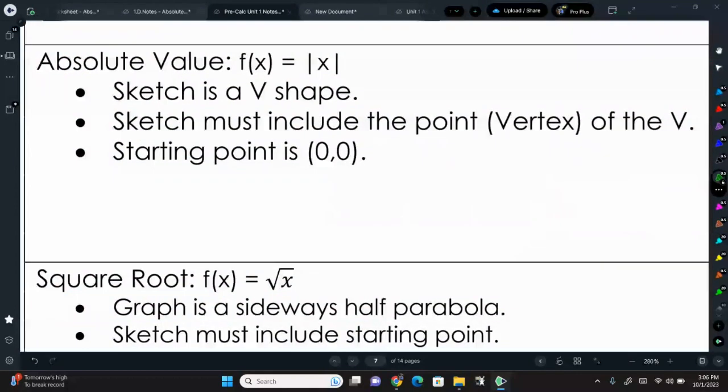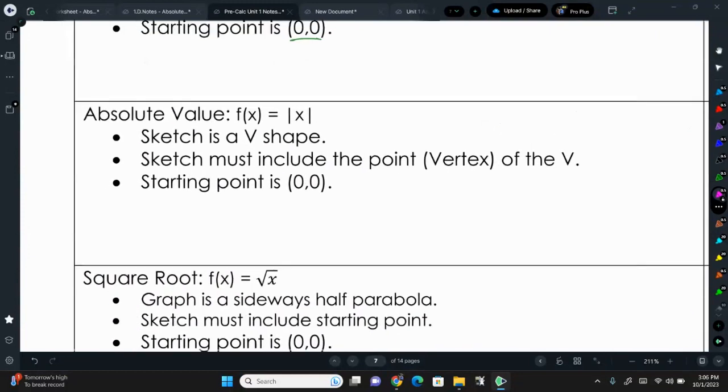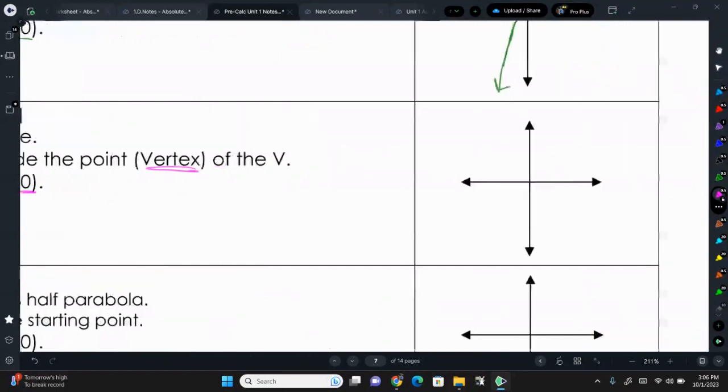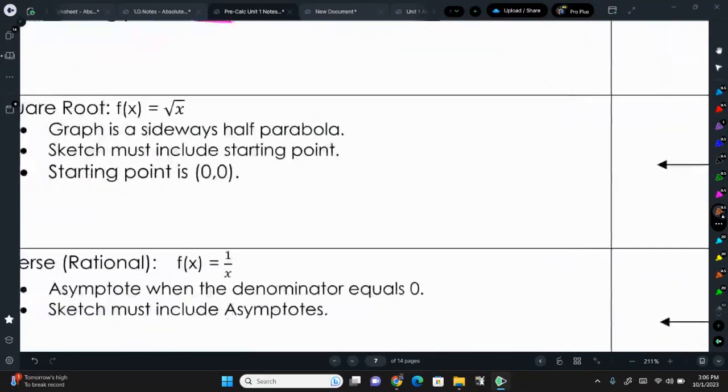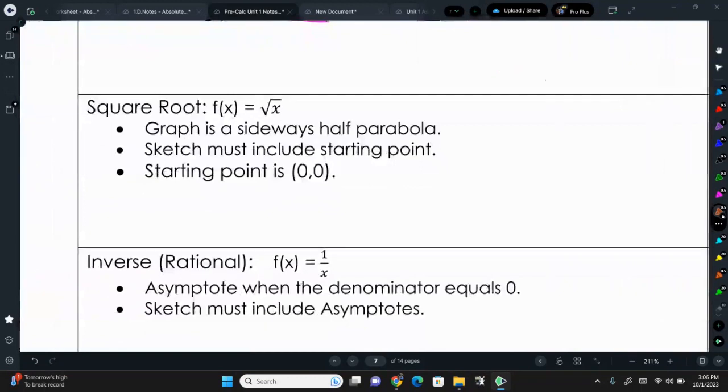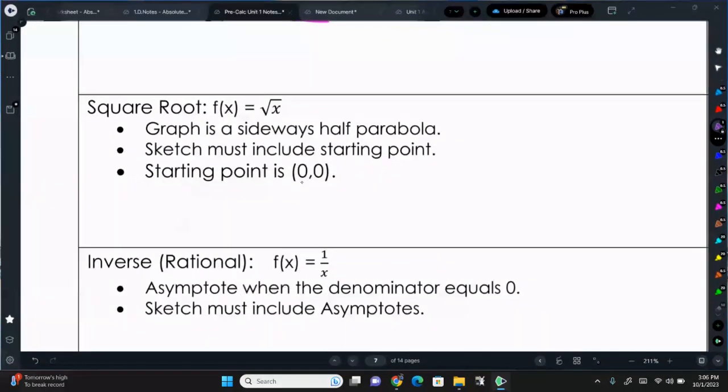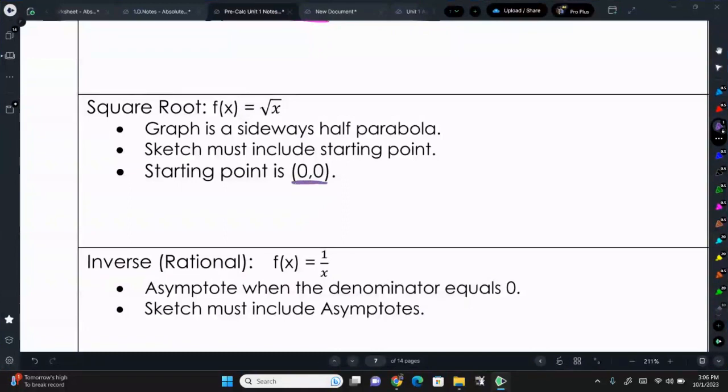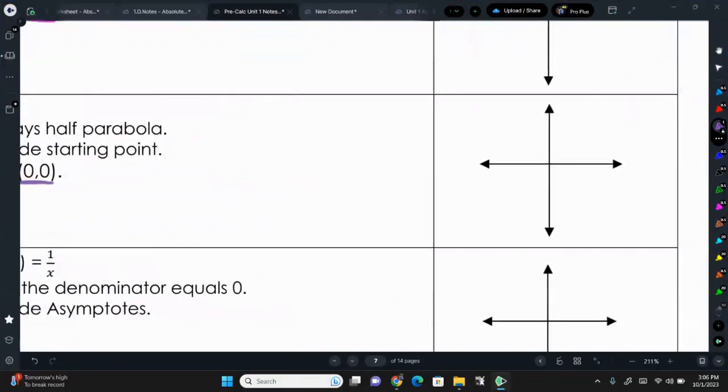Then we have our other friend, the absolute value graph. It's a V shape. You must include the point, or the vertex, of the V. And then the starting point is 0, 0. So the absolute value graph looks like that. The square root function is half of a sideways parabola, and you only need the starting point, which is at 0, 0. So square root graphs look like this.